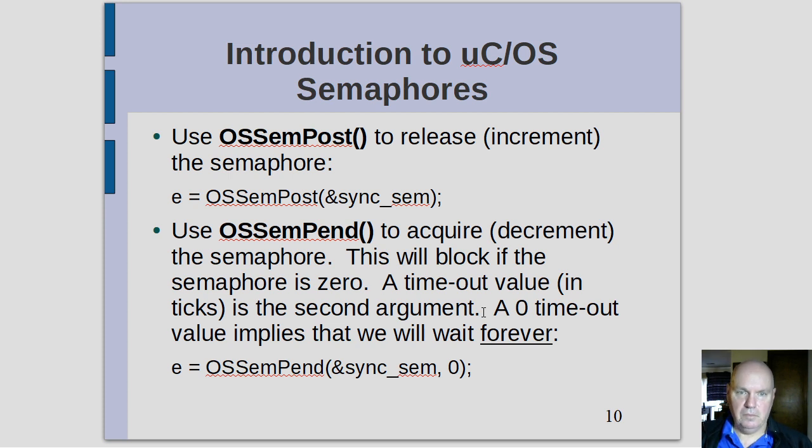And then OS post, I pass the address of that structure. This will actually release the semaphore or increment it. And then OS pend actually takes 2 arguments. It takes a pointer to the semaphore structure and then a timeout value in ticks. If that second argument is 0, that means we're actually going to wait forever. And again, that's typical. Both of these return an error status.